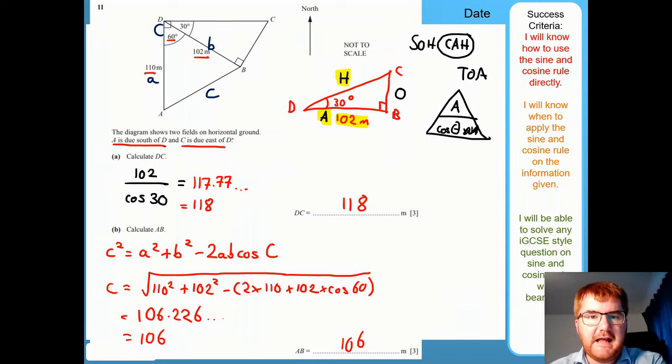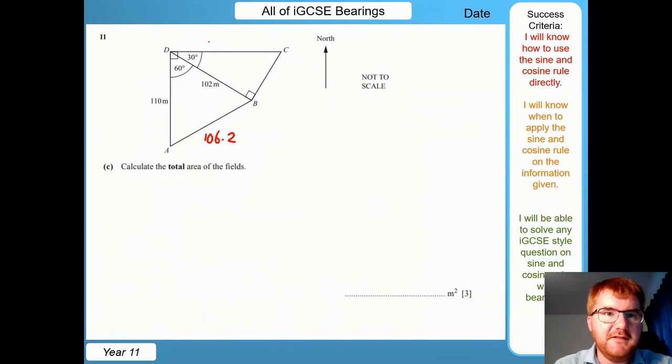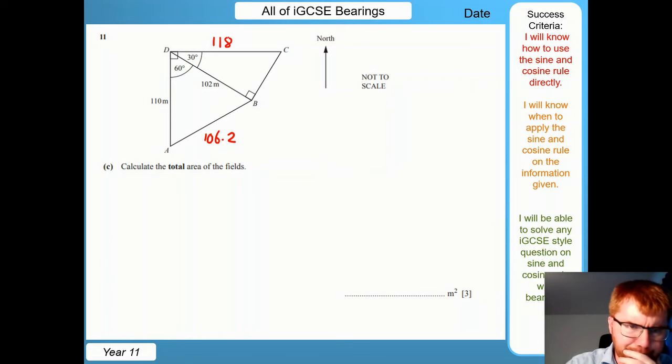So we've got 106.2 and we've got 118 for this. I'm not sure that's going to be helpful at some point. And now we need to work out the total area of the fields. And the way I tend to do this is split this into two questions. Now, the first thing is working out the triangle here. Let's call that triangle A and then triangle B.